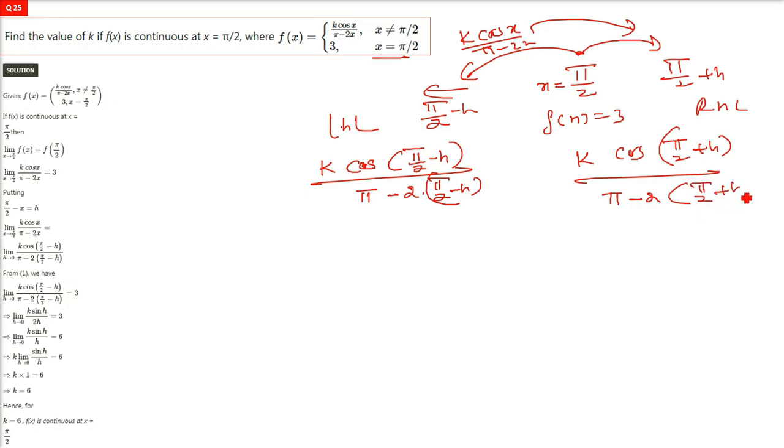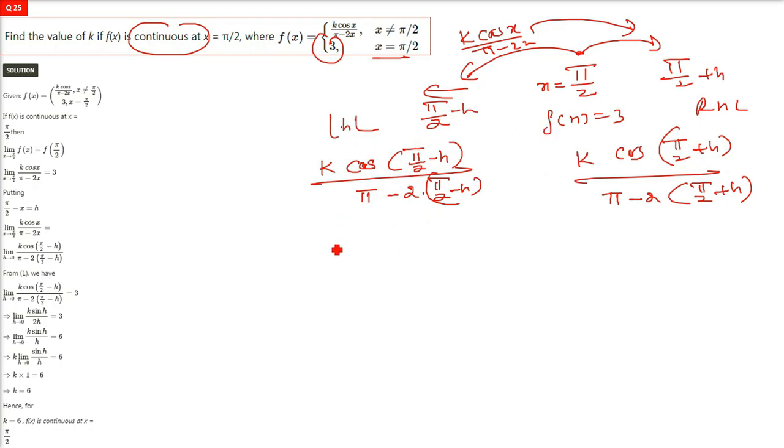Okay. Now what we see here is, find the value of k if f(x) is continuous at x equals pi by 2. Now since it is already given that the left hand limit and right hand limit are equal, either of the left hand limit or right hand limit will work. So you don't have to do the right hand limit and left hand limit together.